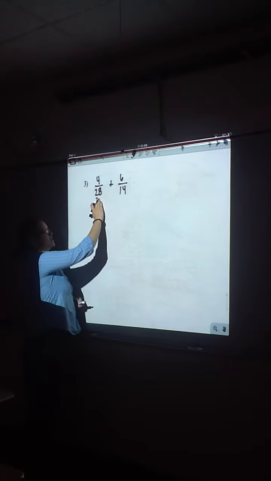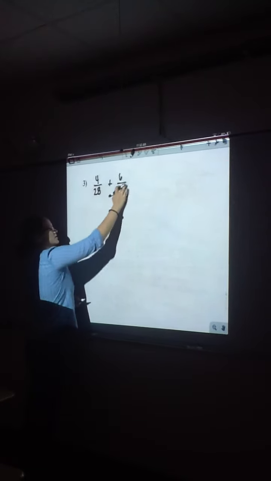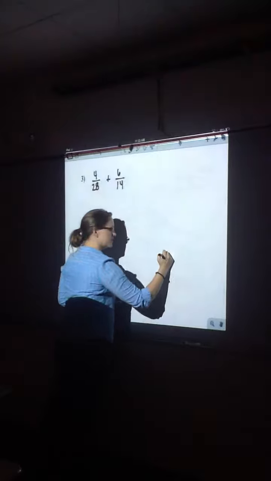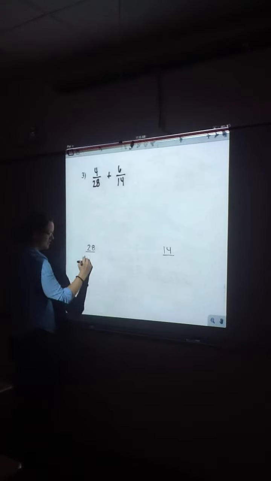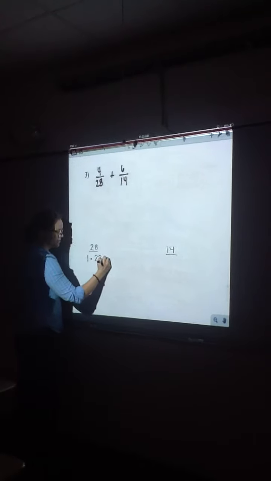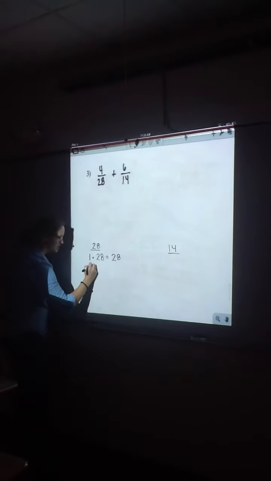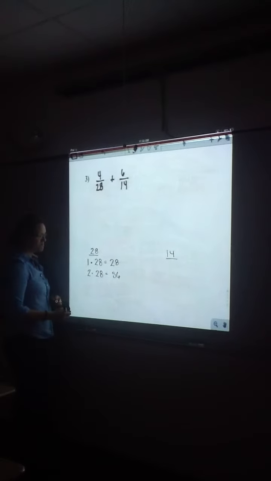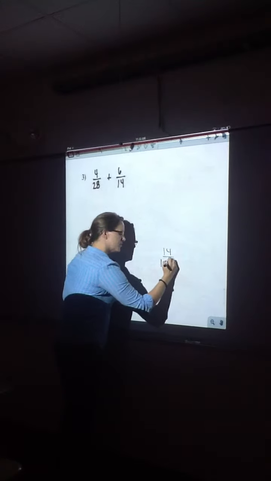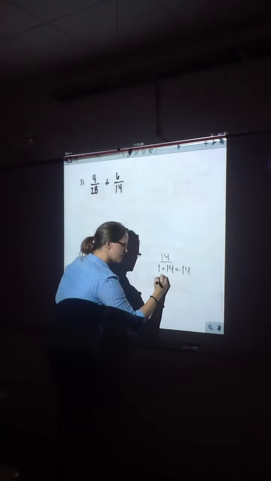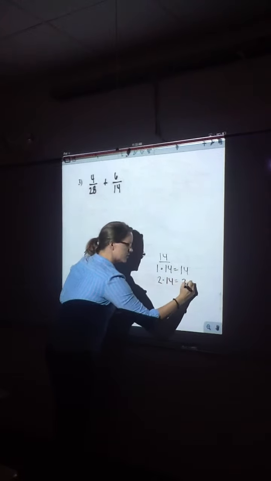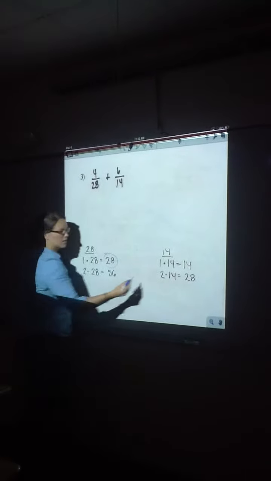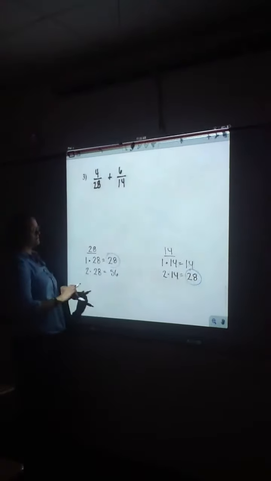Okay, we're going to find a least common denominator by looking at both denominators of these fractions. Our first one being 28. And our second one being 14. Okay, well think about our multiples of 28. 1 times 28 is 28. 2 times 28, 56. Now we'll look at 14. 1 times 14, that's 14. 2 times 14, that's 28. So, our least common denominator here will be 28.